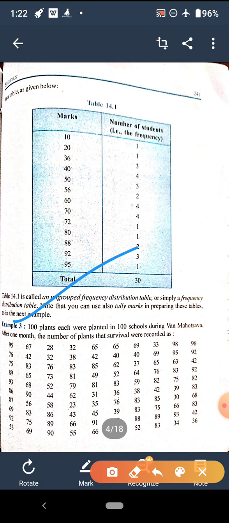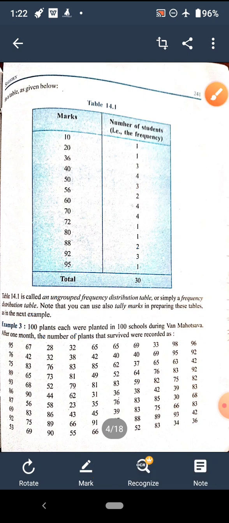95, 67, 28. Suppose you have planted 100 plants, so how many survived? 95, 67, 28 and so on. So this data is again meaningless.